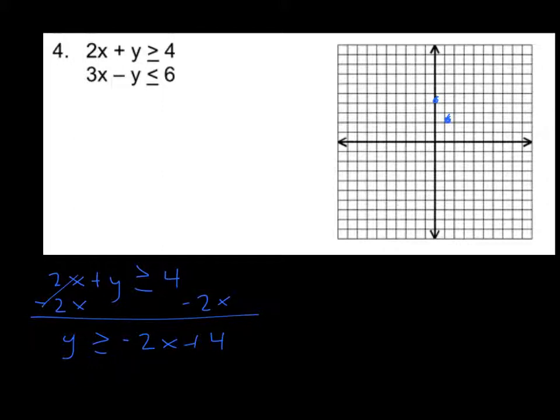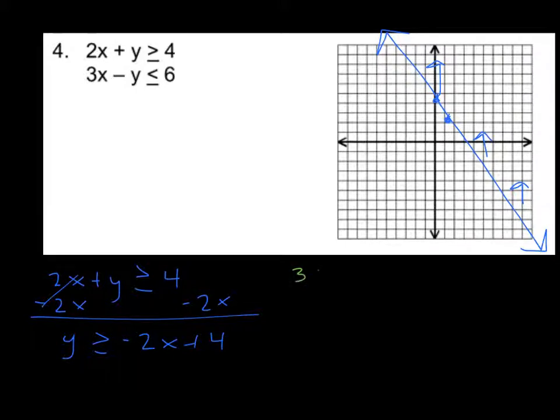This is greater than or equal to, so I know I'm going to use a straight edge, and I am going to draw a solid line through those points. And it is greater than, so if I put my pencil on my y-intercept, I know that the numbers that are greater than that would be above this line. So I know I'm going to shade up. Let's go ahead and do that second line.